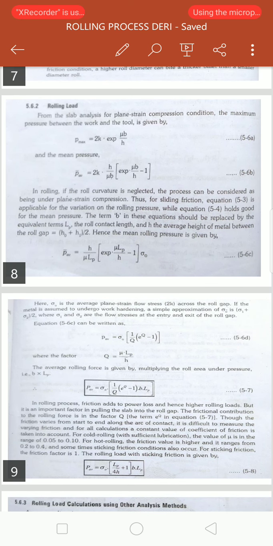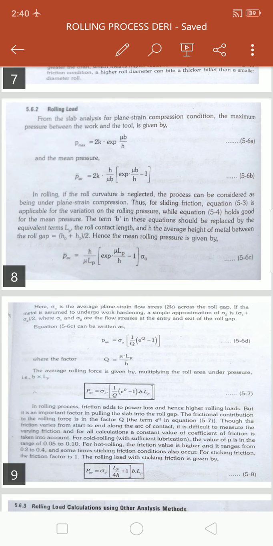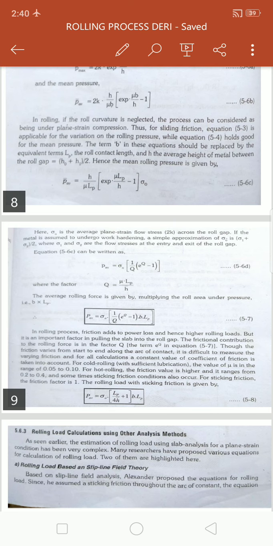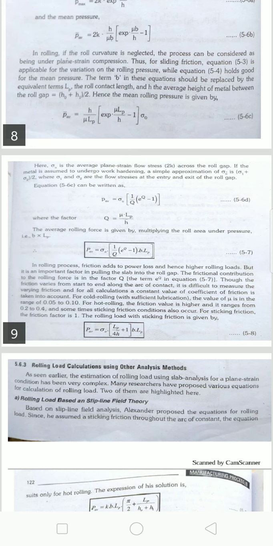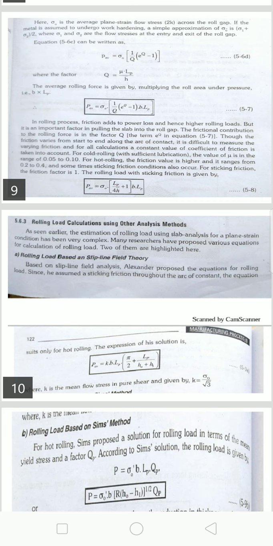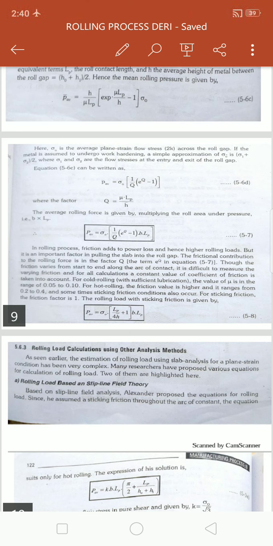Here Q is the factor, where Q is equal to mu LP by H bar. The average rolling force is given by multiplying by the roll area under pressure, that is B into LP. You substitute that value in the equation. Therefore the rolling force is equal to sigma naught into 1 by Q into e power Q minus 1 into B into LP. That is equation 5.7. So in rolling force, the friction adds power loss and hence a higher rolling load, but it is an important factor in pulling a slab into the roll gap. Therefore the frictional contribution to the rolling force is in the factor Q.